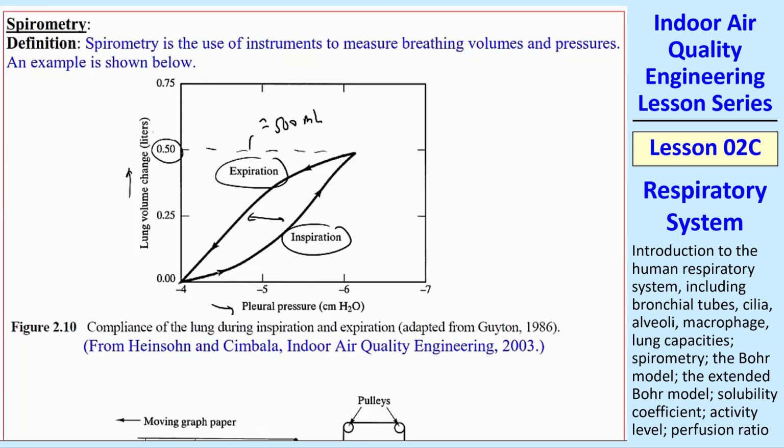That is called the tidal volume. The tidal volume is the volume of air inhaled, and the same thing would be exhaled, typically taken at rest. V sub T is the tidal volume. For a typical person it is about 500 milliliters, half a liter.